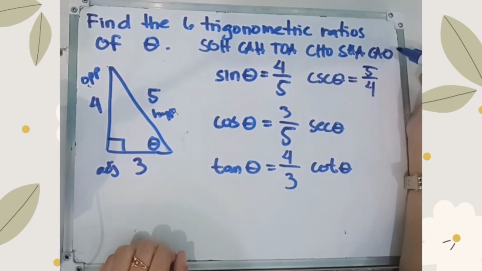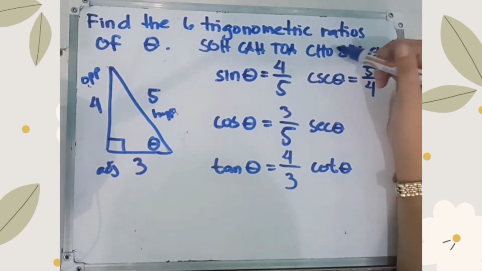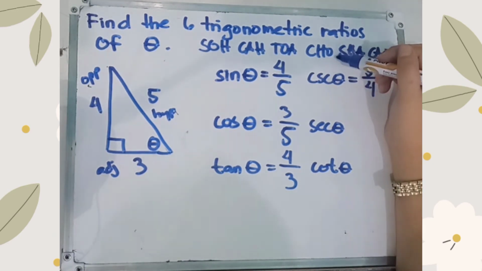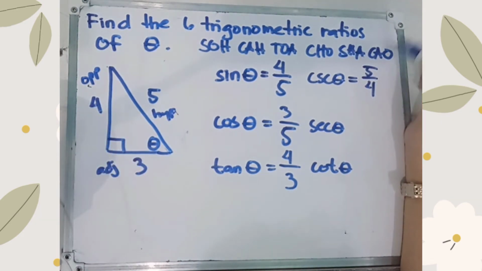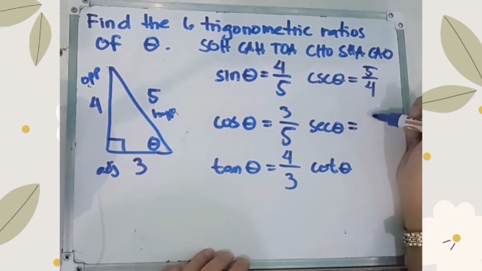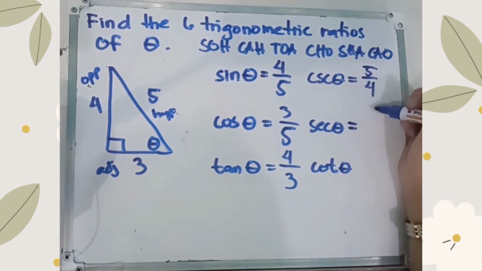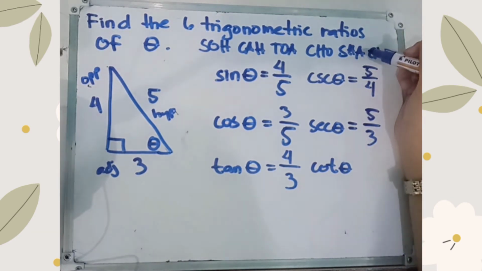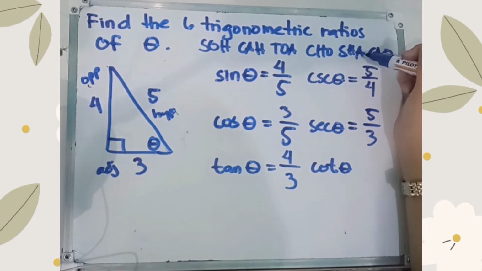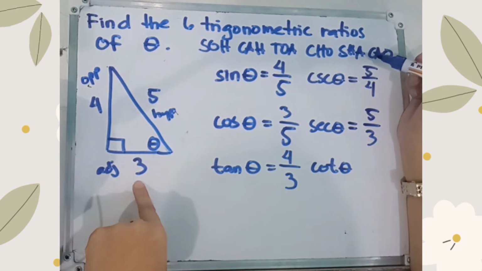If we use the mnemonic just to check, cosecant theta is hypotenuse over opposite. Hypotenuse is 5, opposite side is 4. So that's 5 over 4. Secant theta, the reciprocal of cosine theta, is equal to 5 over 3. Checking, secant theta is the ratio hypotenuse over adjacent. Hypotenuse is 5, adjacent side is 3.